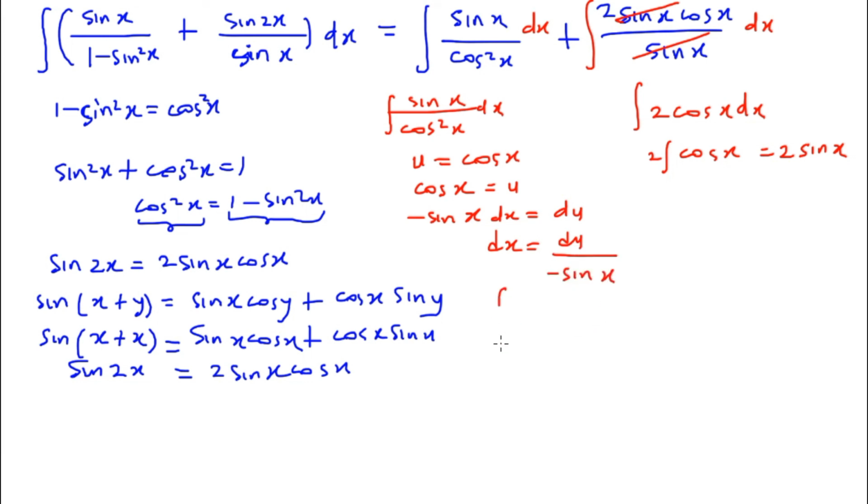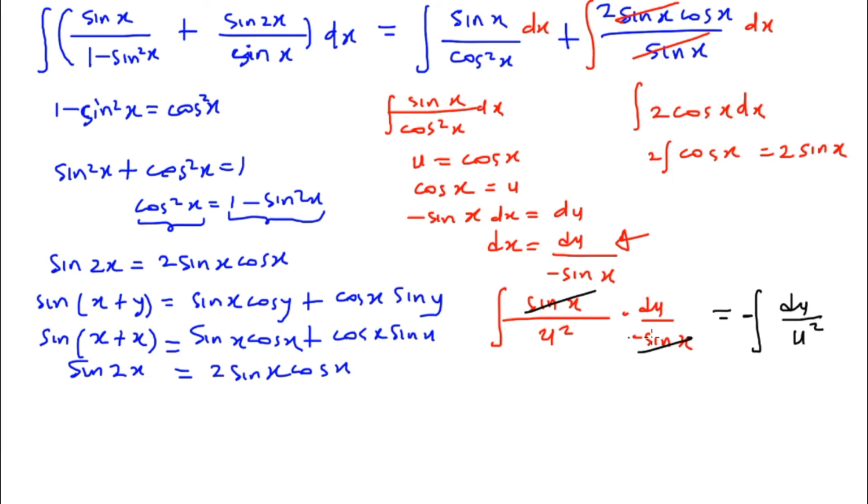So back to the integral, I will have sine x over cos squared x, no more cos, it is now u, so u squared, then dx, no more dx, it is now du upon minus sine x, since we already have it as the subject of the formula right here. So I can cancel out sine x on both sides, so that I'll be left with the integral of negative du upon u squared. The negative sign is from this part, don't forget.